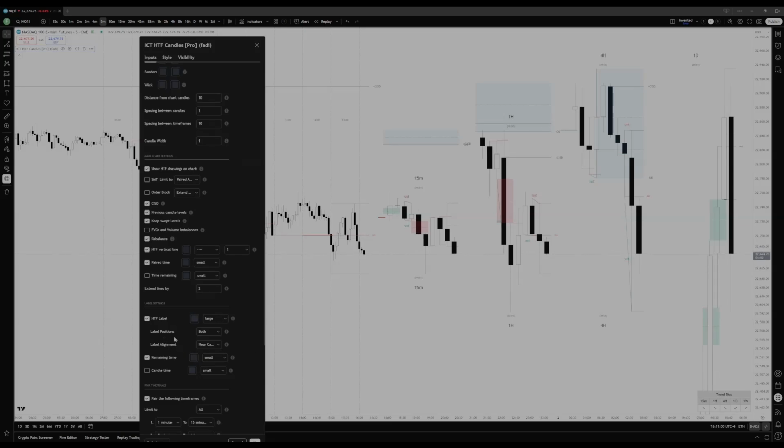The position of the labels: by default, we show top and bottom. However, if you have a preference for just top or bottom, you can change that over here.